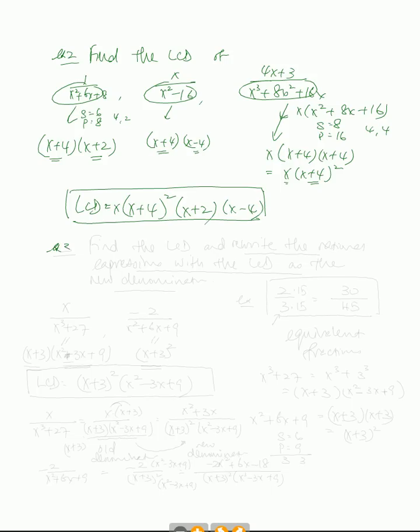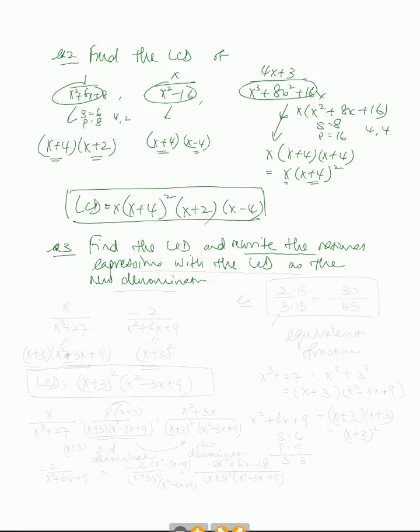Okay, so let's call this example 3, but example 3 is a bit different from example 1 and 2 because I'm going to get you to do a few things. First and foremost, I need you to find the LCD, and I need you to write or rewrite the rational expressions with the LCD as the new denominator.